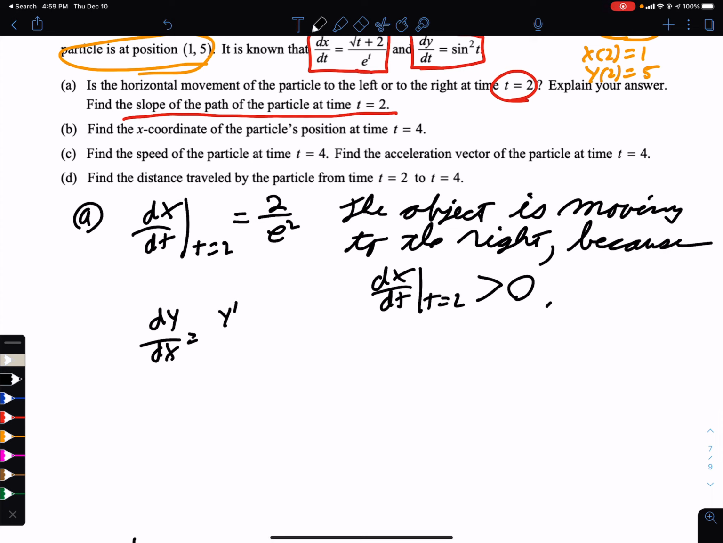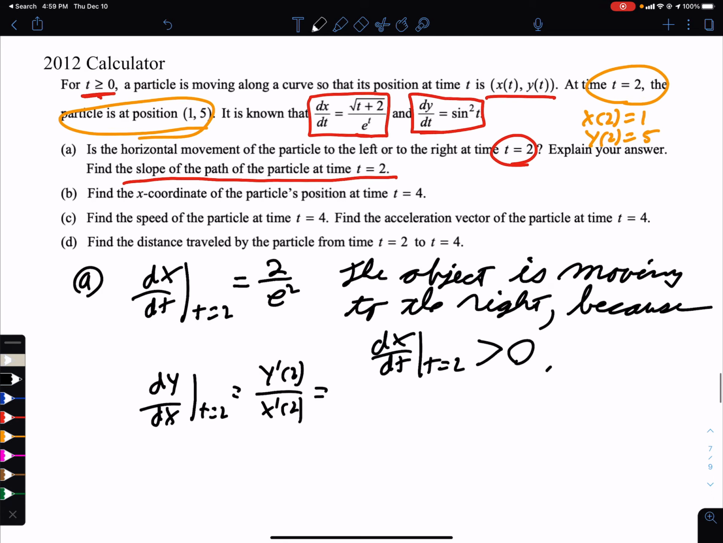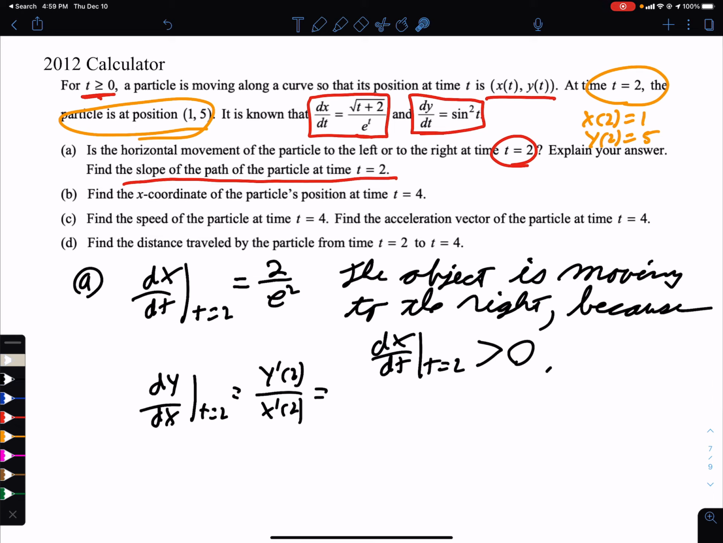y prime of t over x prime of t. Okay, let me do some stuff because we want it at 2 seconds, right? So I should put t equals 2, which will be y prime at 2 over x prime at 2. And this is a calculator problem, so I can pop that in a calculator, plug in 2 here, here, here, and clearly I need to do that with the calculator because I can't do that in my brain. And if you do it in your calculator, you get 3.055. There's your answer for the slope of the path of the particle at 2.